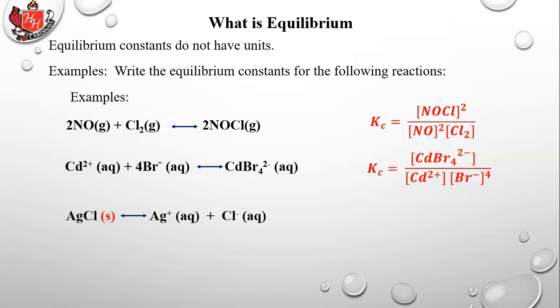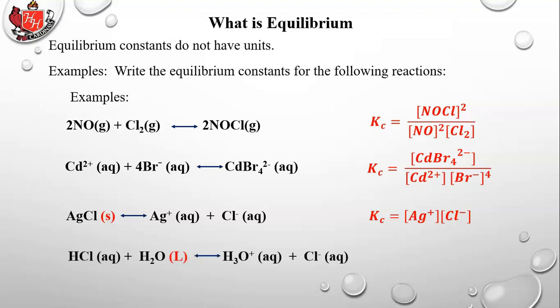Let's do another one. Okay, there you have silver chloride. Your solubility rules tell you that's a solid in aqueous solution, so it's going to be solid. And then you have the silver ion and the chloride ion on the right, so what's the equation going to be? There it is. You do not include the AgCl in the denominator because it is a solid. Okay, and finally the reaction we saw before. And there it is. You do not include the water in the denominator because it is a liquid.